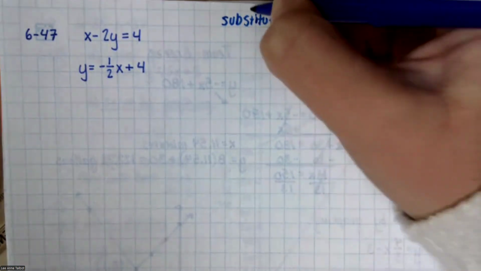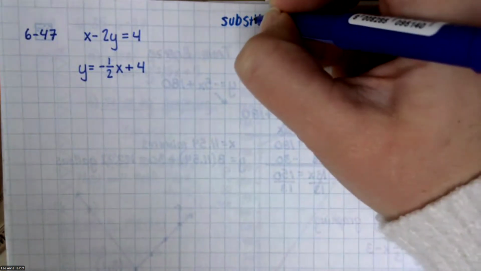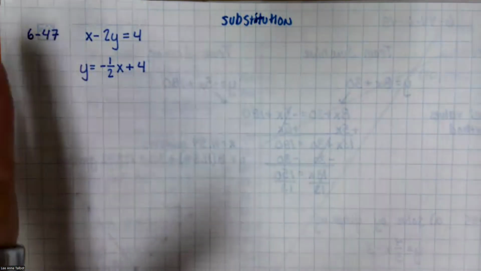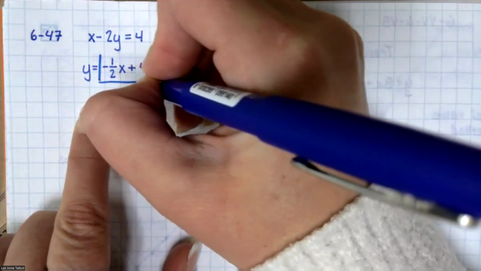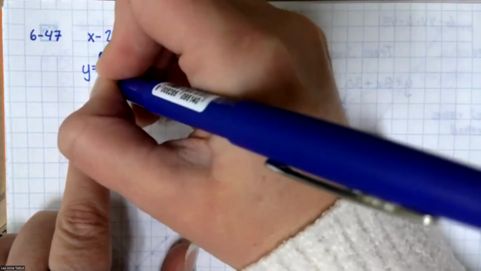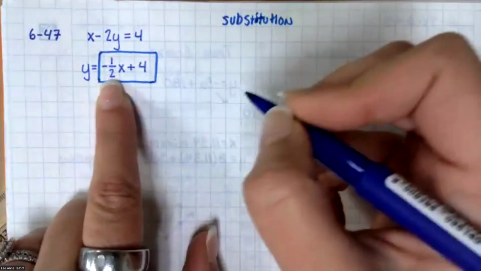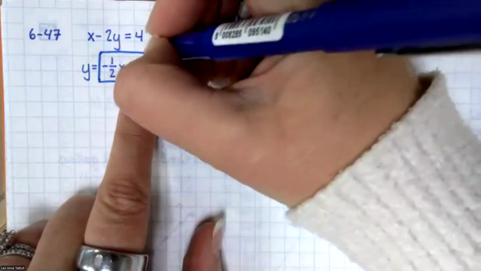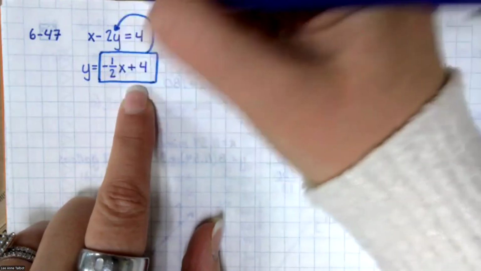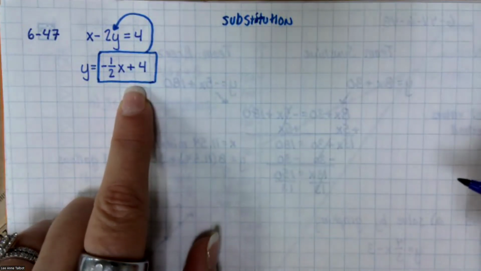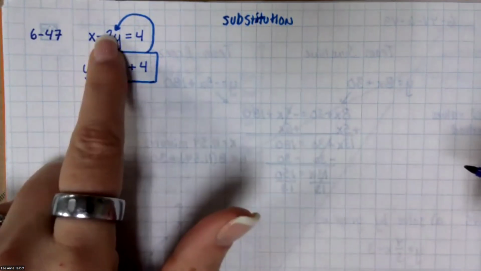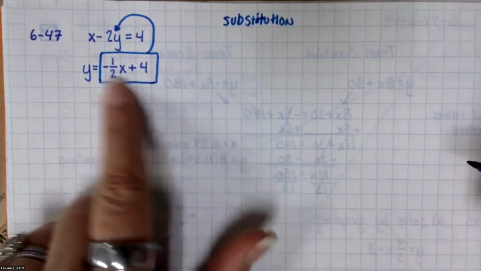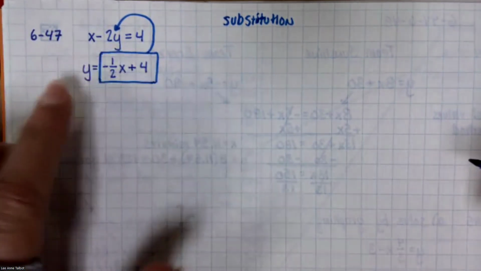Substitution. Okay, what you do is you take the one that has y equals, and I like to put a box around the stuff that equals y. Then I put an arrow and plug it in for y in the other equation. Substitution method means that you literally substitute. I'm going to take the y and replace it with this stuff. Okay, let me show you.